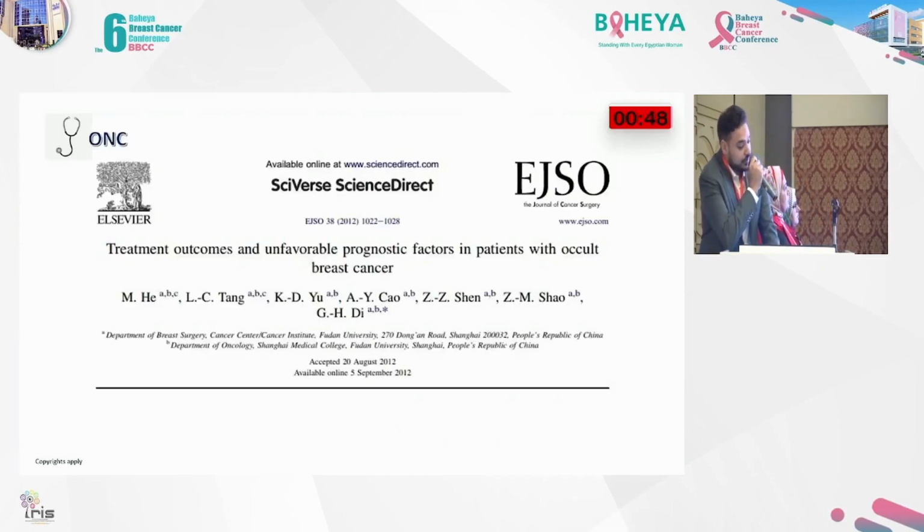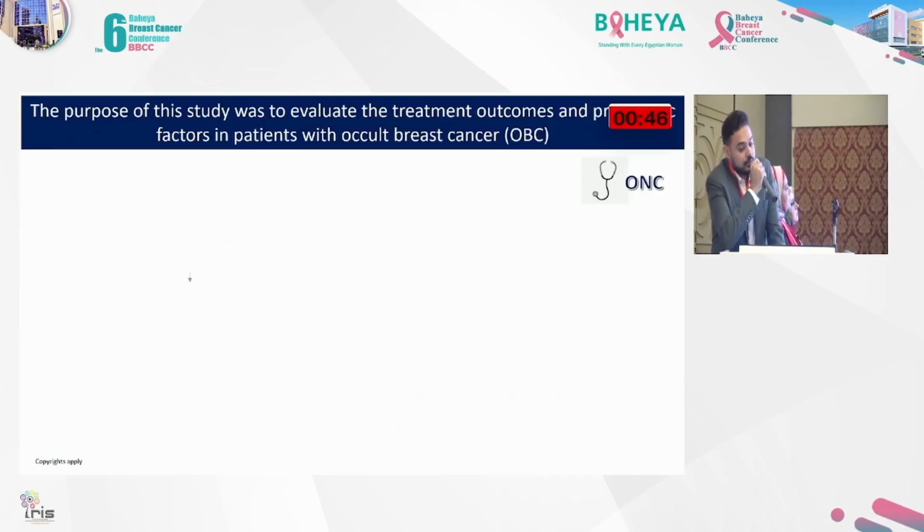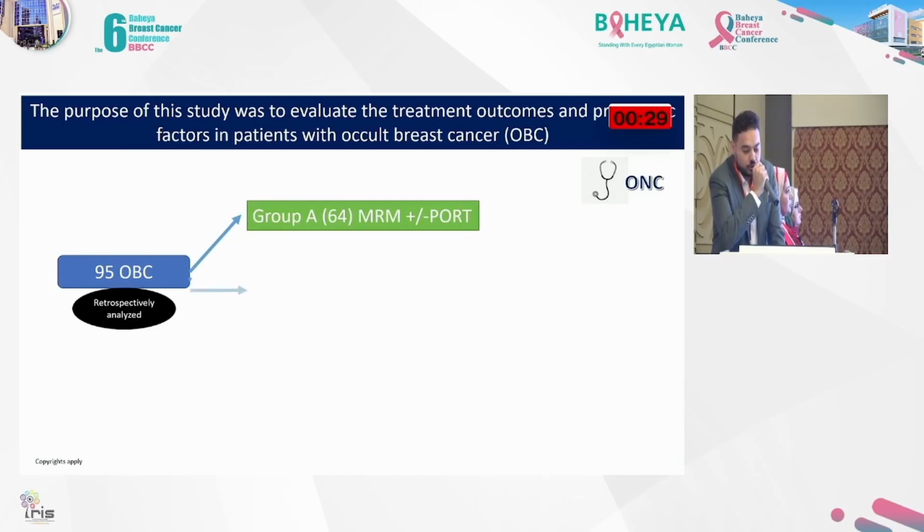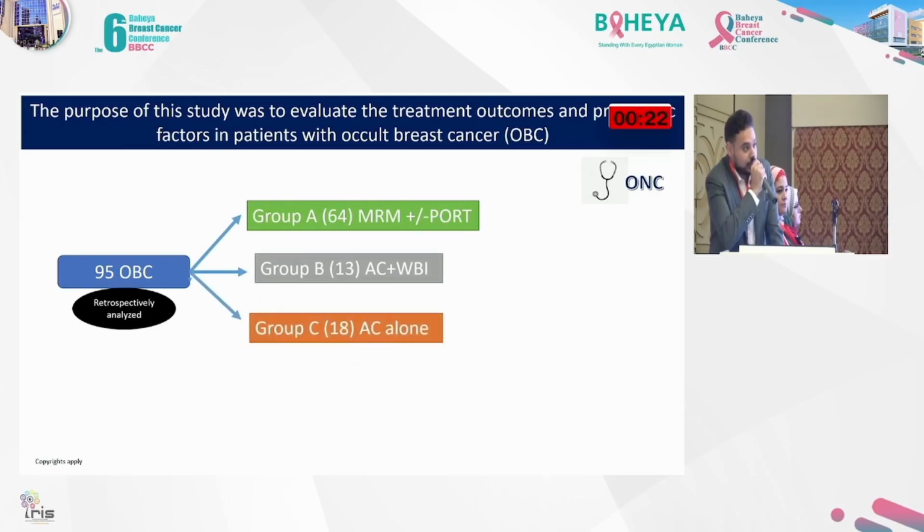This study had the purpose of evaluating treatment outcome and prognostic factors in patients with occult breast cancer. It included 95 occult breast cancer patients, retrospectively analyzed in 3 cohorts. Group A had mastectomy plus or minus irradiation. Group B had axillary clearance plus whole breast irradiation, and Group C had axillary clearance alone without any local intervention.